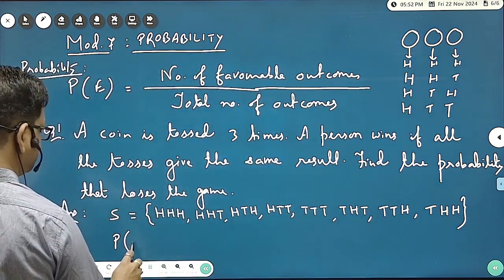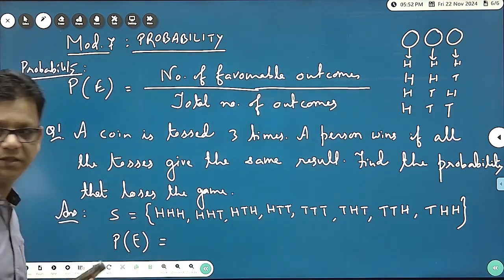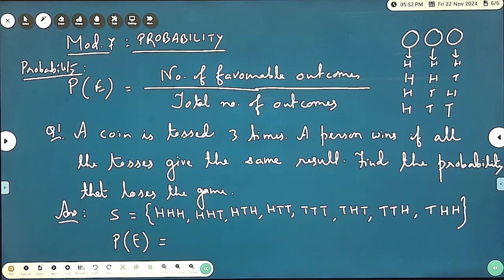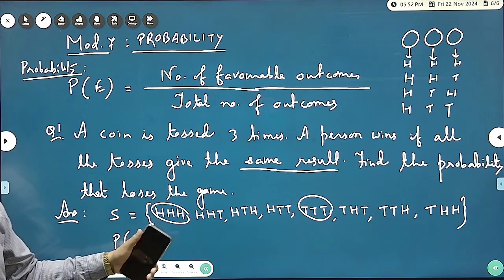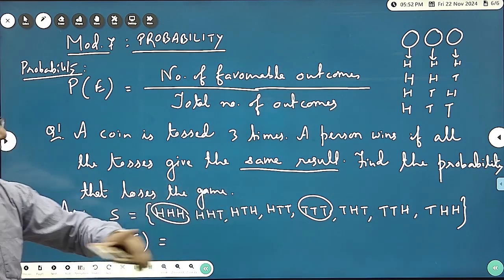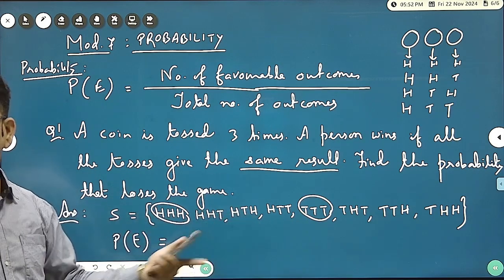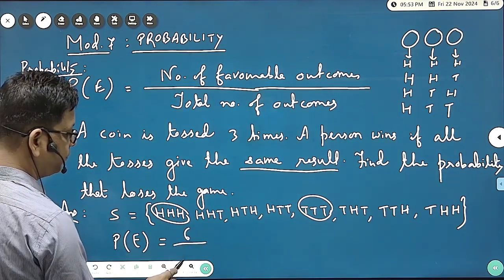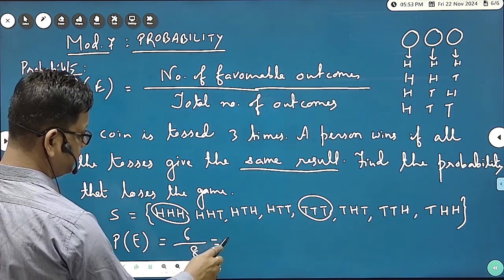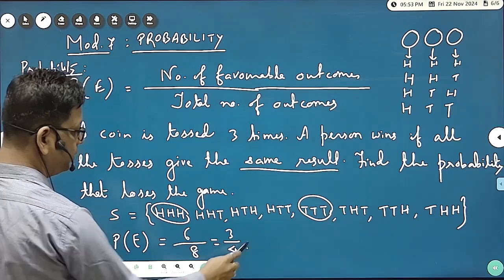Now, the question is the probability of losing the game. So I'm just writing probability of E, because you don't need to write steps, you just have to get the correct answer. Probability of E means probability of the event where he loses the game. In how many outcomes will he lose? Favorable outcomes of losing: 6, because he will win only in these 2, where they give the same result. The remaining times, like head, tail, head, he will lose, because they are not giving the same result. So he will lose 6 times out of a total of 8. So what is the answer? It will be 3 by 4.